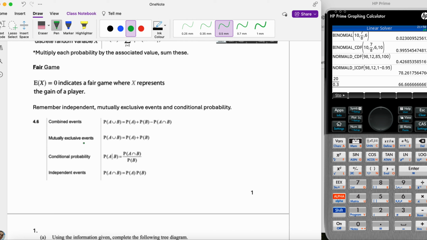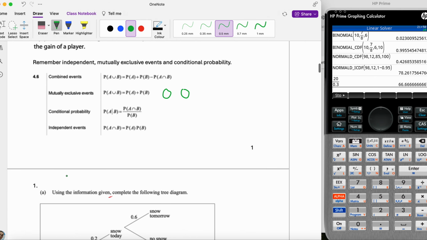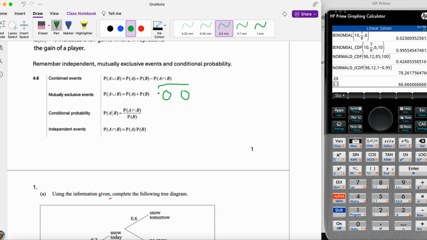I didn't really go through mutually exclusive events. Those are the ones that can't happen at the same time. This would now be on your worksheet, the one that you're going to go to and do the exercises. Mutually exclusive is like the probability of you being in math right now and the probability of you being in English right now. That can't happen at the same time.